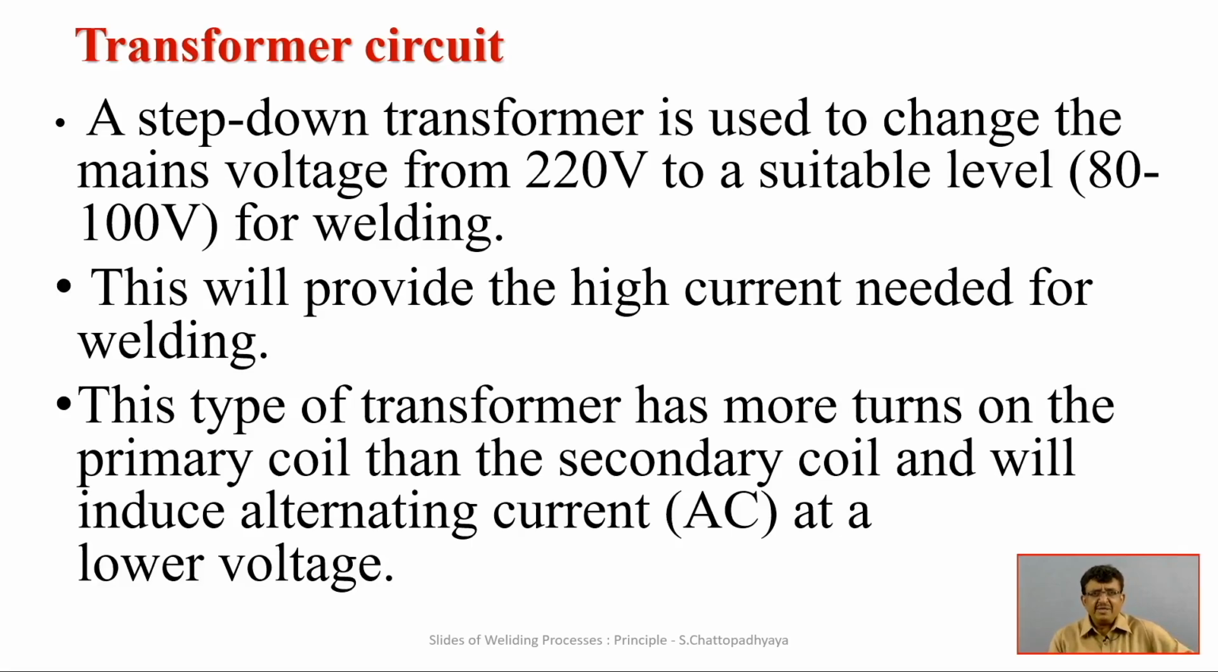And this will provide the high current needed for the welding, because the higher the current, the more heat it gets, and it is responsible for the localized melting. This type of transformer has more turns on the primary coil than the secondary one, which is a feature of a step down transformer, and will induce alternating current at a lower voltage.